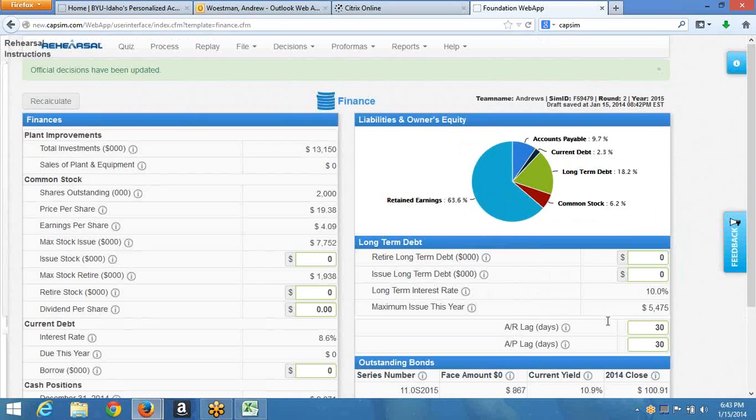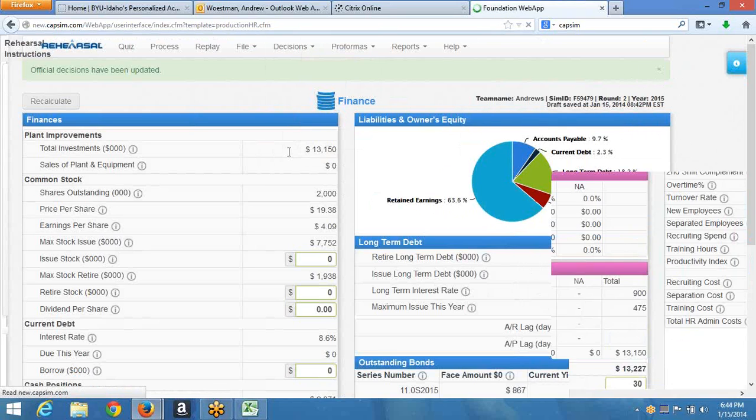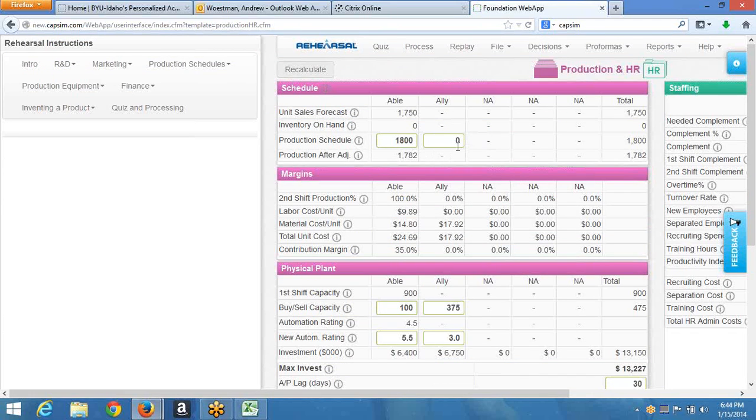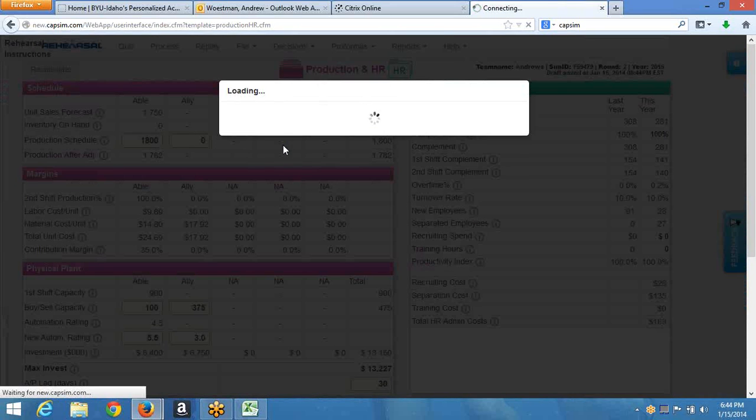No, we do not need to schedule production for Allie because Allie is not coming out till 2016. So next year we will, but because this year is 2015, we will wait till next year when it's 2016 to actually produce something for Allie. So we're going to leave her at 0 because technically she has 0 capacity, so we can't produce anything. So now that we updated our decisions, we are going to process the round. So I'm going to process the round, and we're going to see how we did.